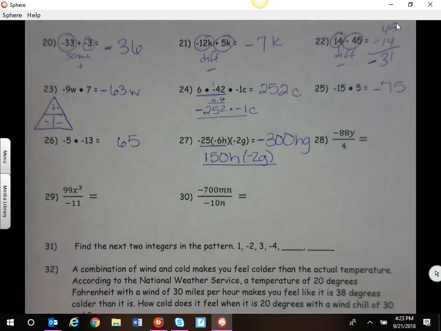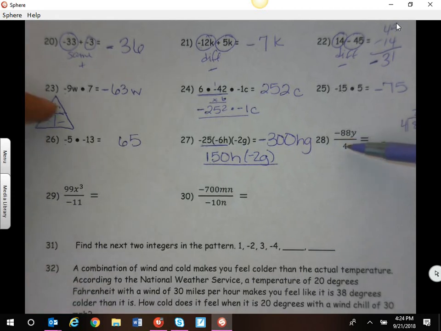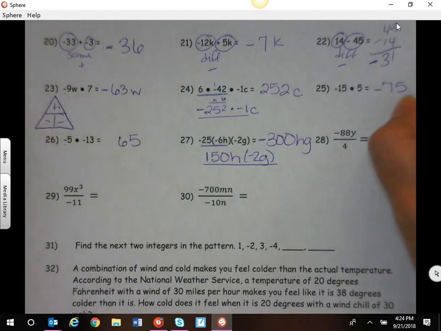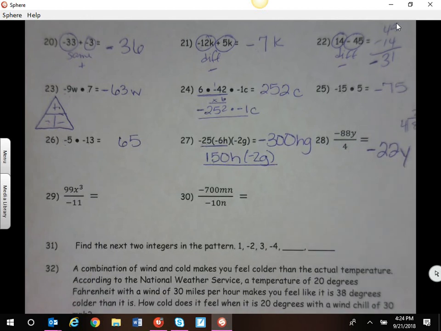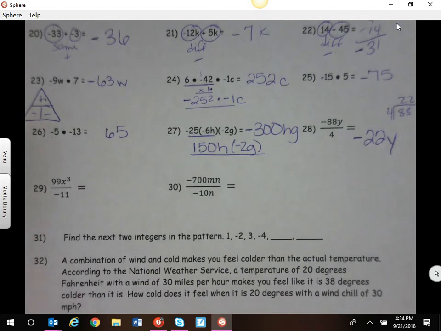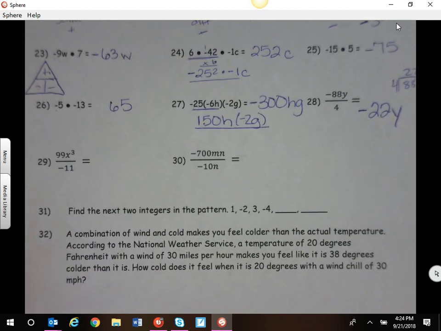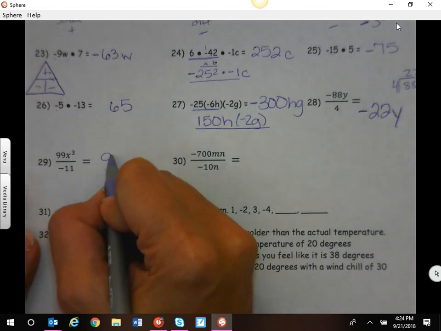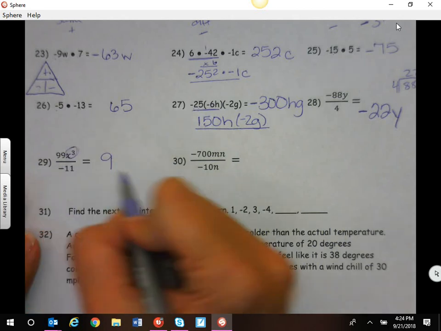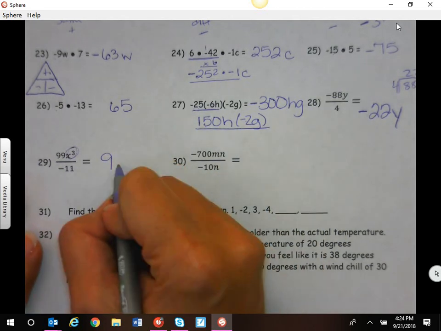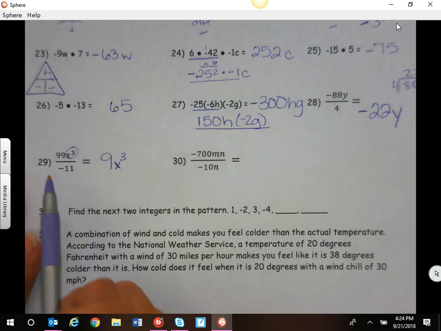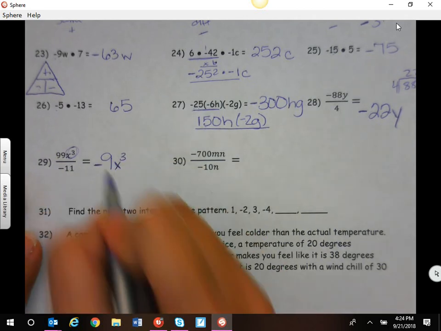When we divide, same concept. 4 into 88. If you're not sure, most of you did that in your head. It's 22. And again, a negative and a positive when we're dividing means that we're going to have a negative answer. Don't forget your letter. 29. 11 goes into 99 9 times. Guys, this x to the third, we're not doing anything with this exponent. That's just the variable. And a positive divided by a negative is a negative.